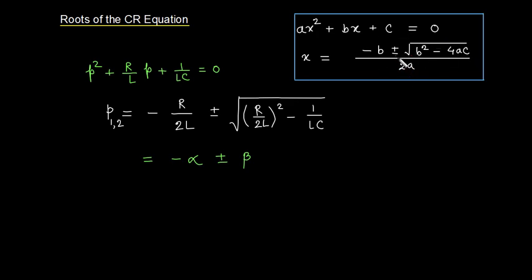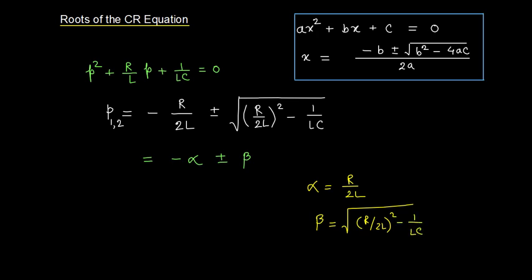Using this relation, we can find the roots of the characteristic equation, given by minus R by 2L plus minus under root (R by 2L) whole square minus 1 upon LC. Let us write the first term as minus alpha and the next term as plus minus beta, where alpha is given by R by 2L and beta is under root of (R by 2L) whole square minus 1 upon LC.